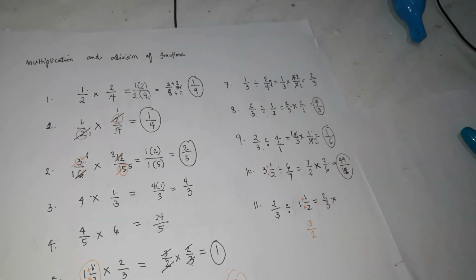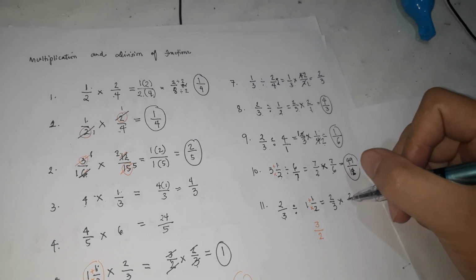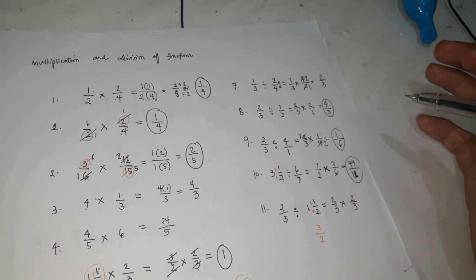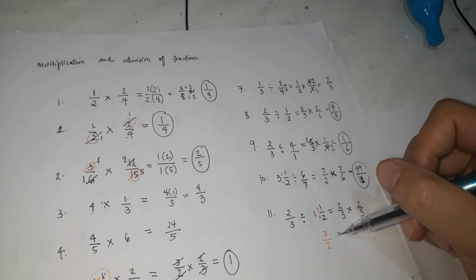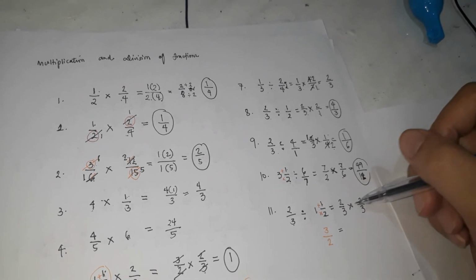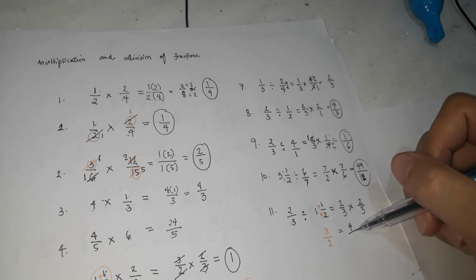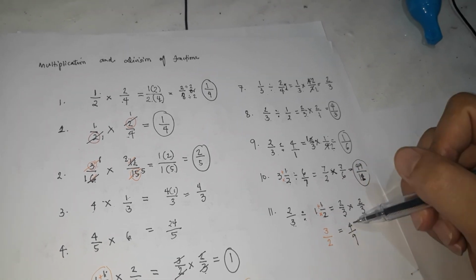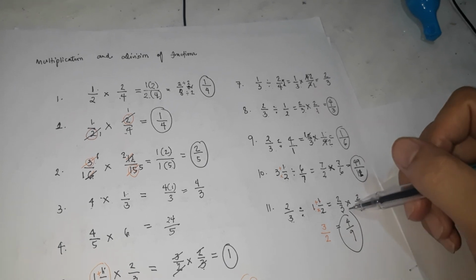So, magiging 2/3. So, 2/3 times 2/3. May cancel ka ba? Wala. Kasi magkapareho sila sa taas. Magkapareho rin sila sa baba. 2 times 2 na agad. 4. 3 times 3. 9. So, 2/3 divided by 1 and 1/2 is equal to 4 over 9.